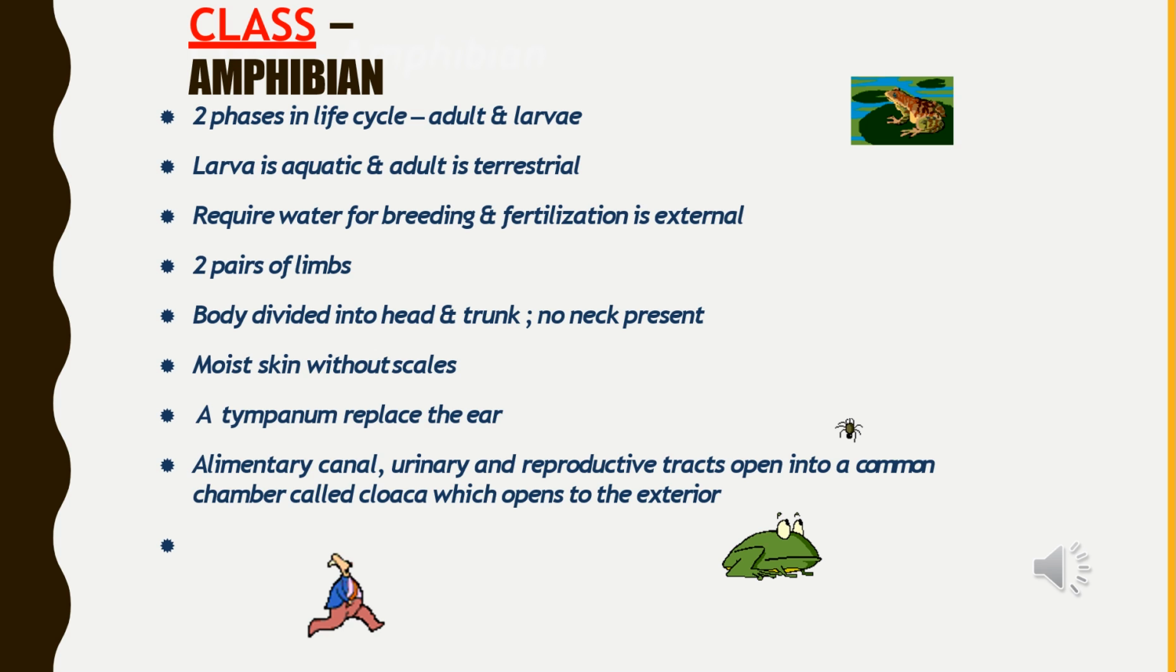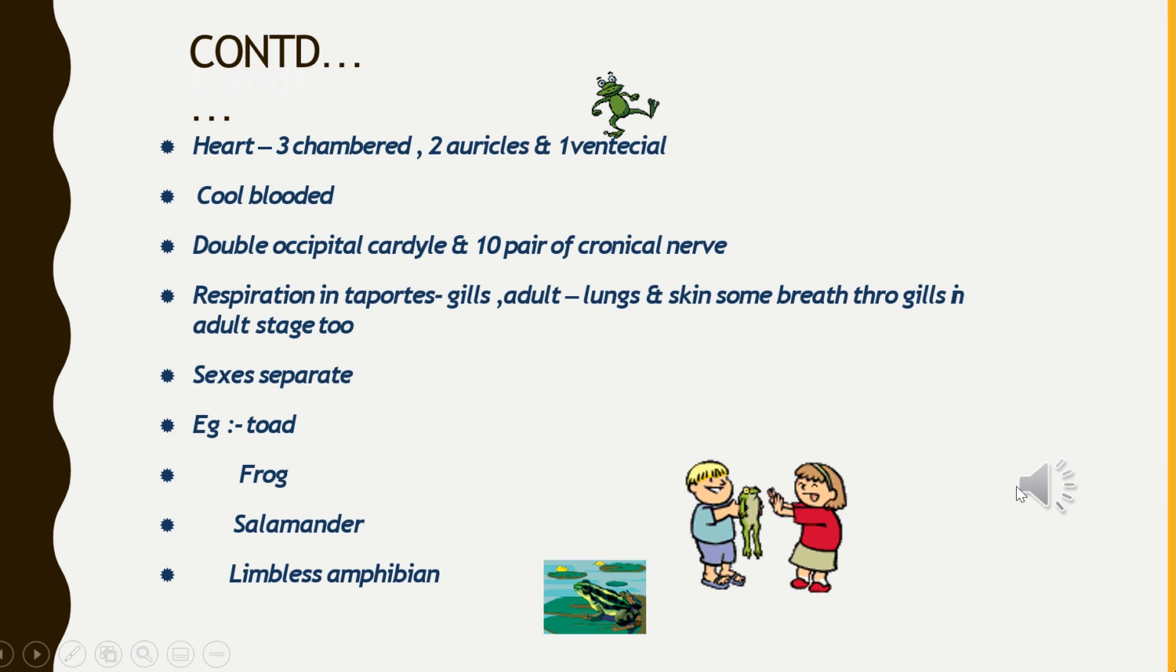Alimentary canal, urinary and reproductive tracts open into a common chamber called cloaca, which opens to the exterior. And the next characteristics we'll study in the next slide. Respiration is by gills, lungs and through moist skin. The heart is three-chambered, two auricles and one ventricle is present.